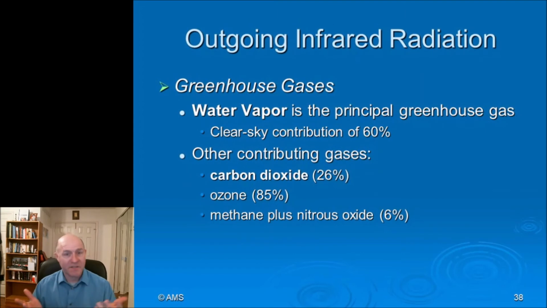So what are these gases? Water vapor is actually the strongest greenhouse gas. And I think that gets lost a lot. But the thing about water vapor is that it's really easy to get out of the atmosphere in the form of rain or snow. The other important greenhouse gases are carbon dioxide, methane, and ozone.